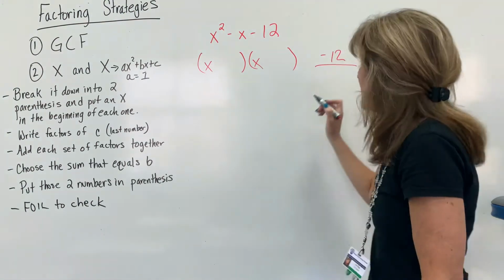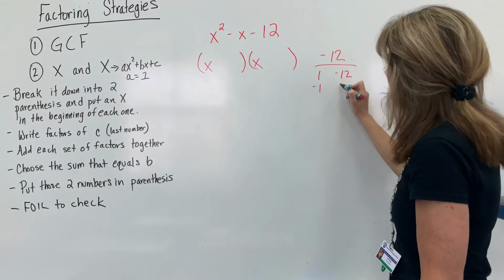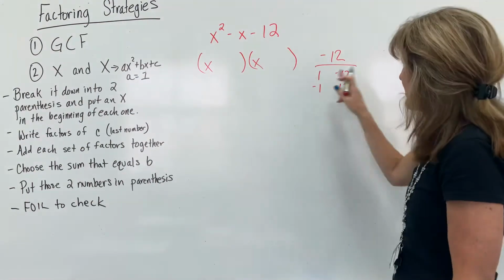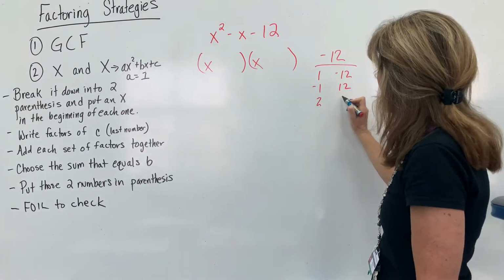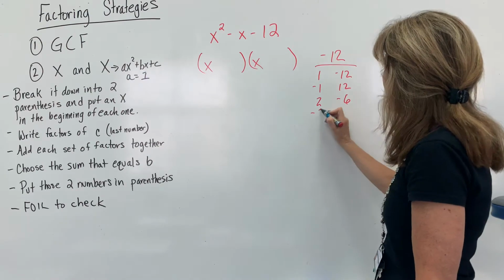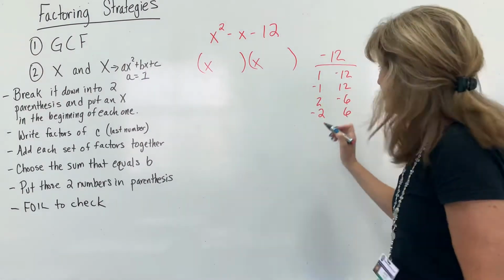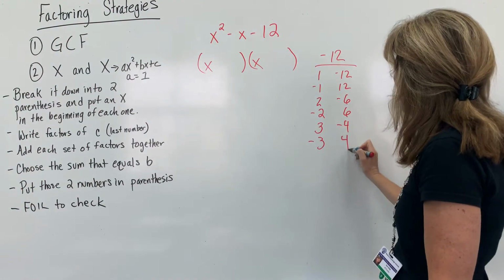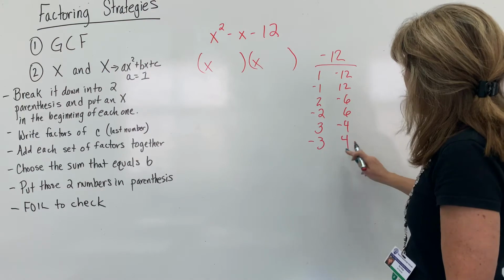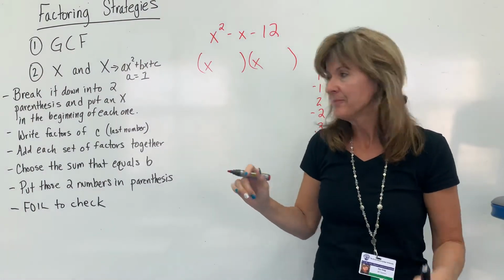I'm going to start with 1. 1 and -12, -1 and 12. Right? Both of those multiplied together equal -12. 2 and -6, -2 and 6. Okay? 3 goes in. 3 and -4, -3 and 4, and I'm at 3 and 4. I have covered all of the factors of -12.